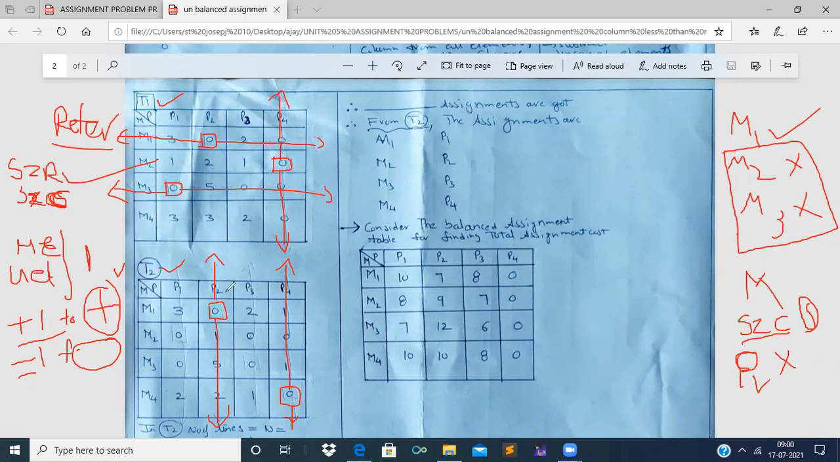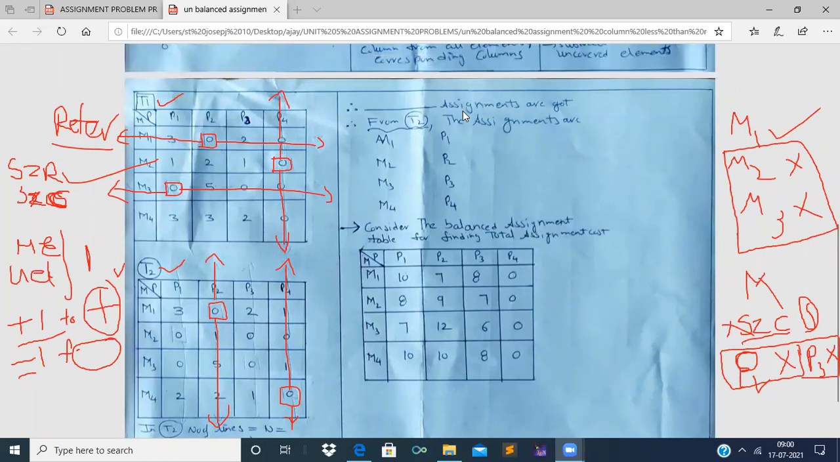And P2 is finished, so no need to enter P2. Observe P3. P3 is also containing 2 zeros. See here, 2 zeros are present. Therefore, we did not disturb P3 also. So, single zero column search is finished. And as we are not finding any single zero column, we proceed, observe carefully, for searching double zero columns.